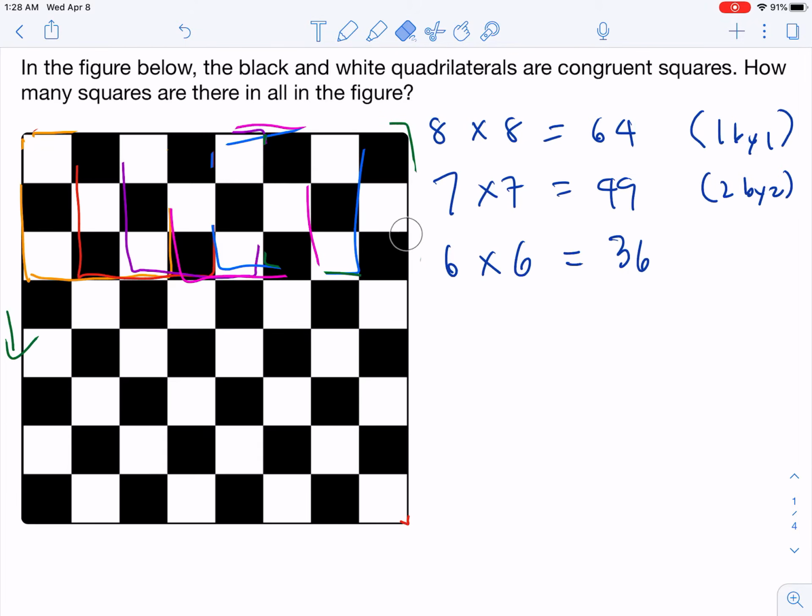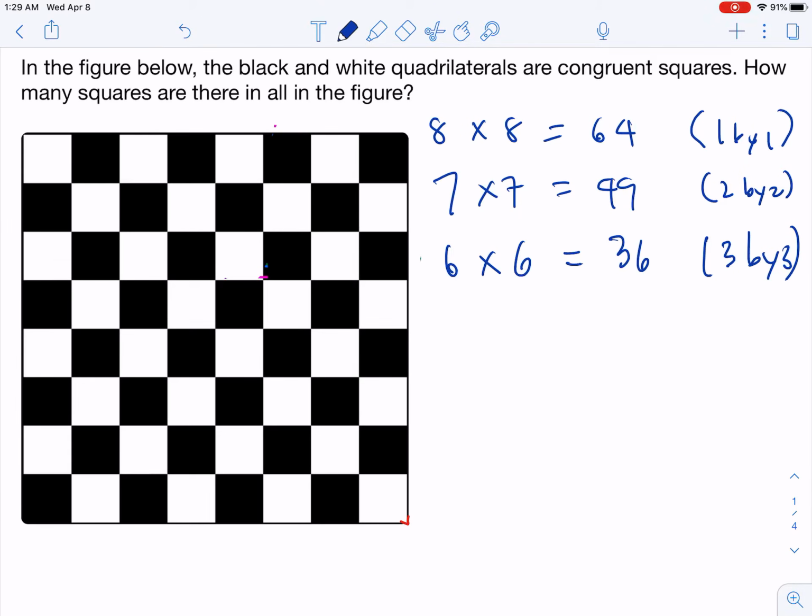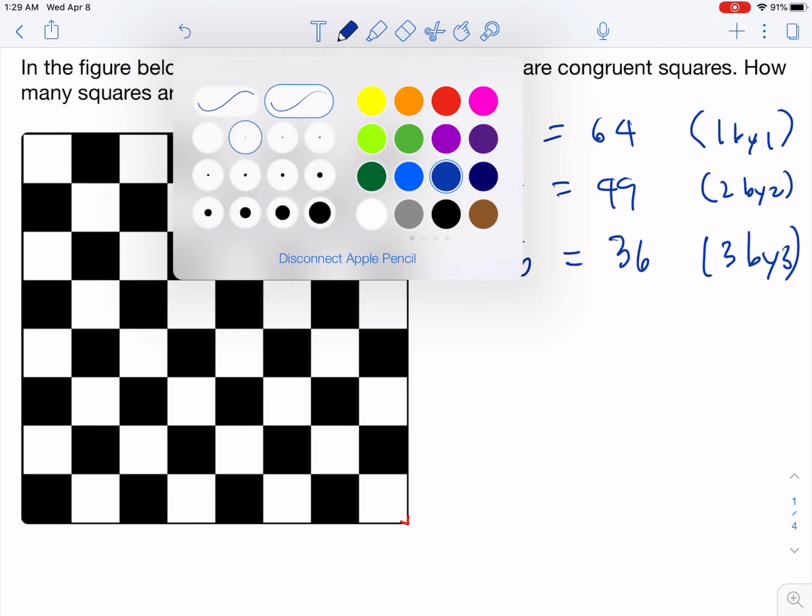Yung pagiging magaling sa math, dapat nakikita natin yung pattern. Ano kaya ang pinakamalaking square na pwede nating sukatin? 3 by 3. So ano kaya ang susunod? Siyempre, ang susunod na ay 4 by 4. So ilang squares kaya?